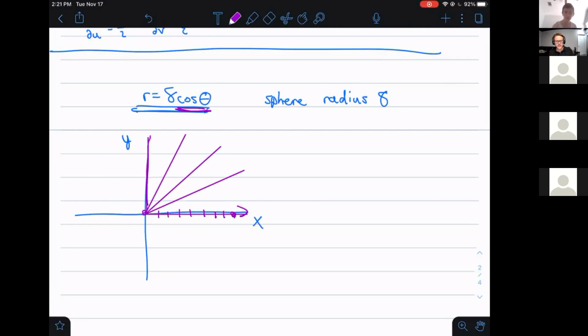Pi over 2 is maybe a nice one. When you do pi over 2, cosine of pi over 2 is 0, so you're going to get just 0. You can take 0 steps in that direction, the pi over 2 direction. Another nice one is maybe pi over 3. In the pi over 3 direction, cosine of pi over 3 is half, so you get 8 times a half, that's going to be 4. 1, 2, 3, 4. So something like this.